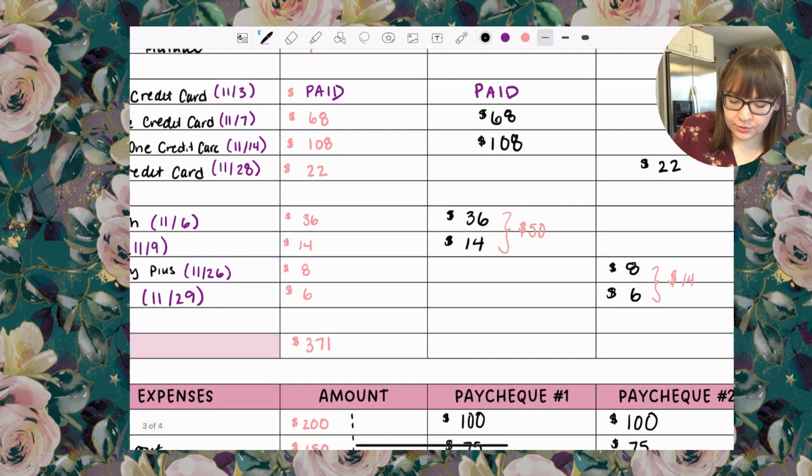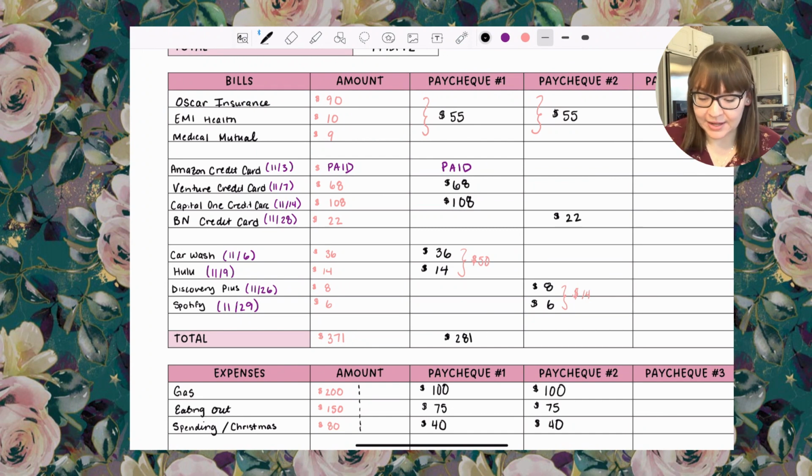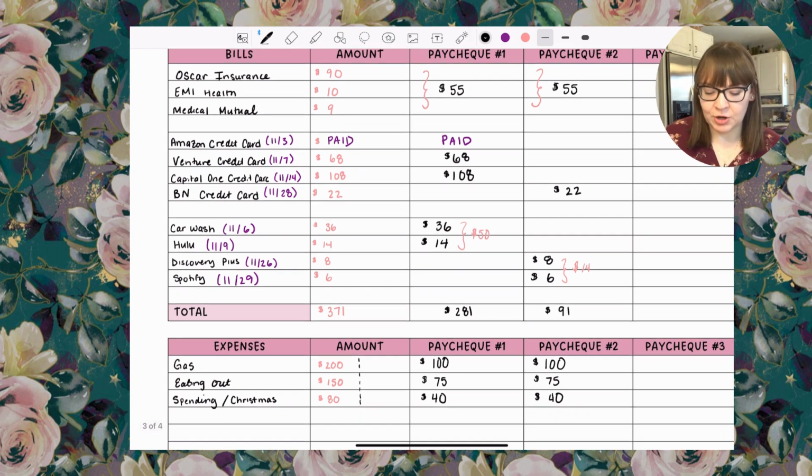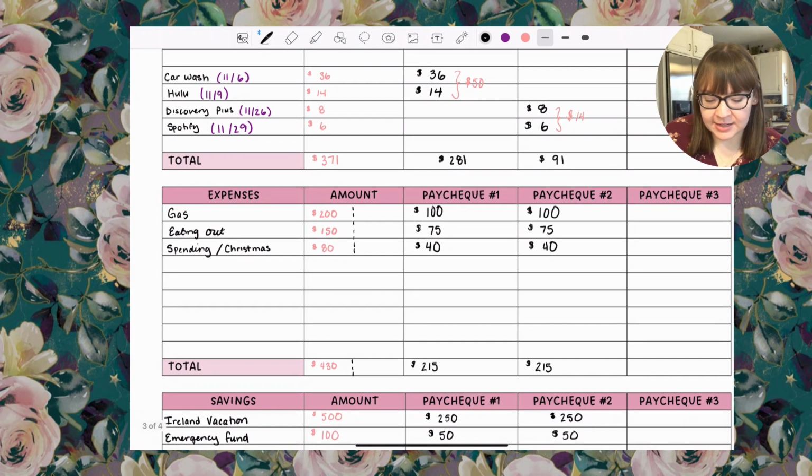Okay, so for this pay period we have $281, and then for paycheck number 2 will be $91. So this is just an easier way for me to keep track of how much is coming in and out each month for things that I for sure have to pay. The way I do my expenses is that for most things, I never use cash. I always use my credit card.